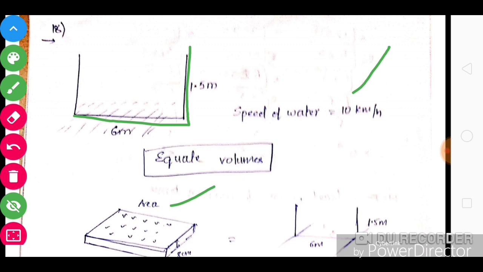So for these questions, always we need to equate volumes. This is a key step. We need to equate volumes. So what is the volume of water flowing here, and what is the volume of water flowing here? If we equate both these volumes, we'll definitely get the answer. So I'll be showing the answer now.